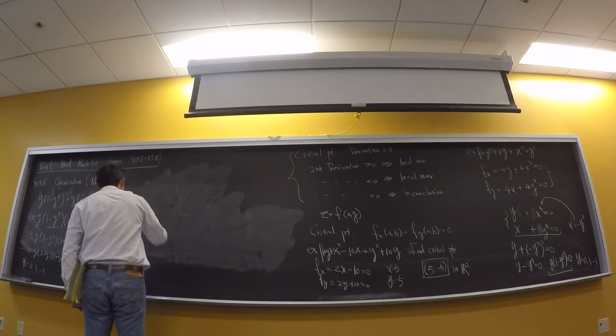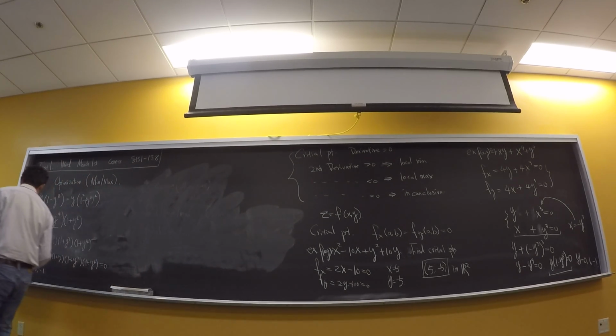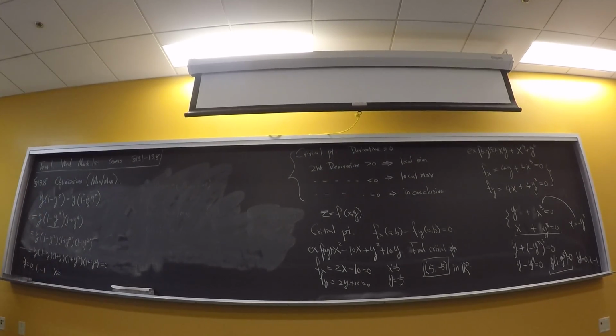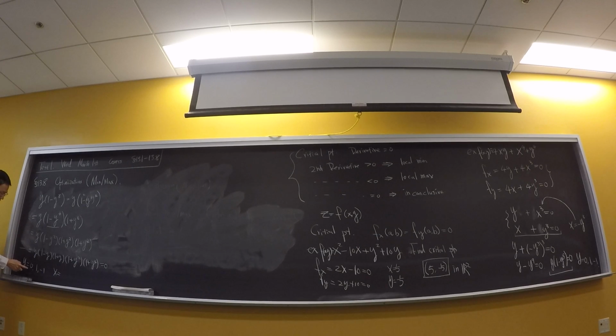But I'm not done yet, right? Like I said, as long as I get the y value, I can easily get the x value as well. So x is equal to minus y cubed. So it's going to be 0 and 1 and minus 1. All right? 0, 1, minus 1. Or minus 1 and 1. To be careful, it should be minus 1 and 1.